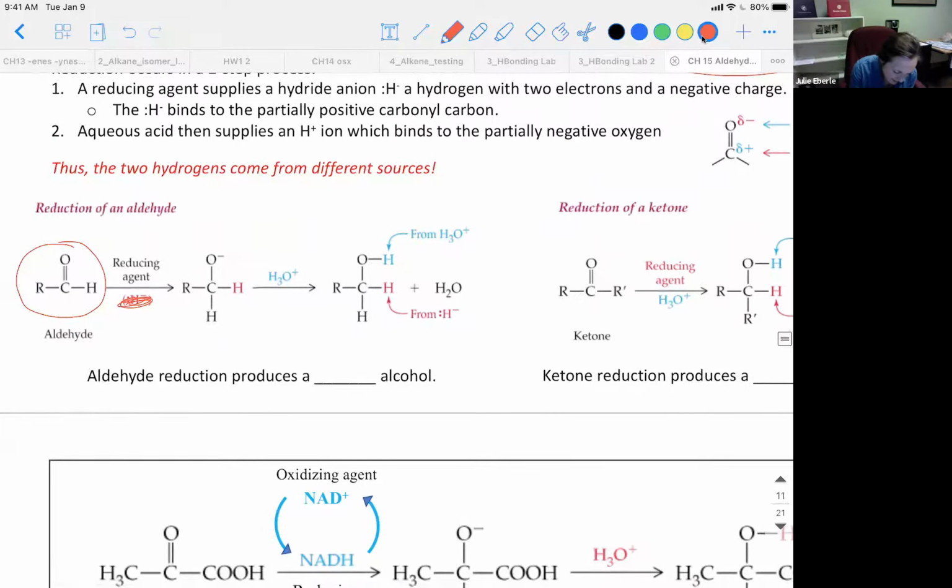Sorry, it's actually hard to explain without going into the details. It's a two-step process, but what you end up with is this right here. Look, because of the functional group, this is an alcohol. So if we have an aldehyde, here's what I want you to know.